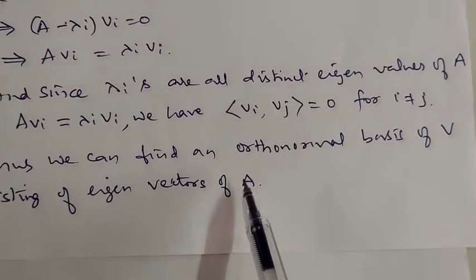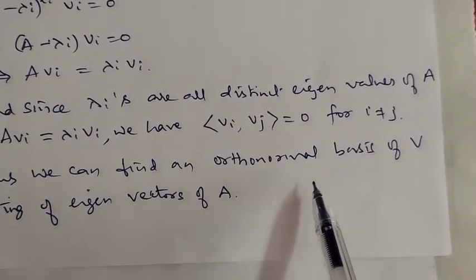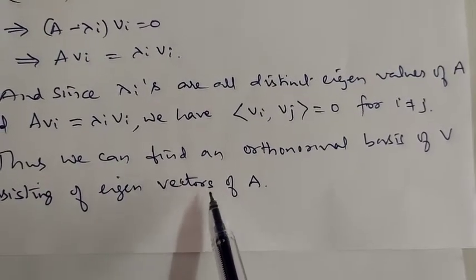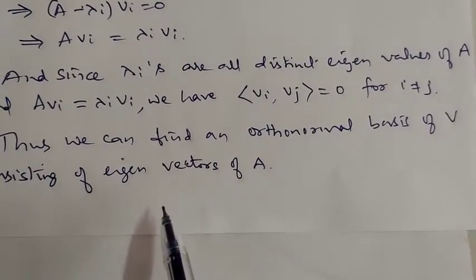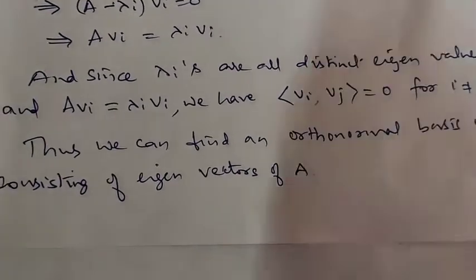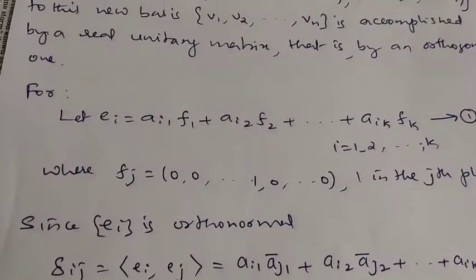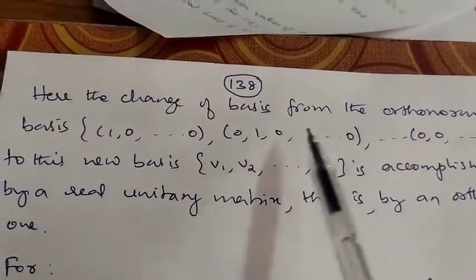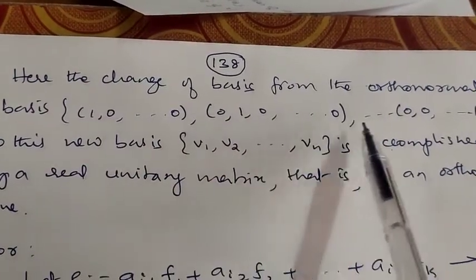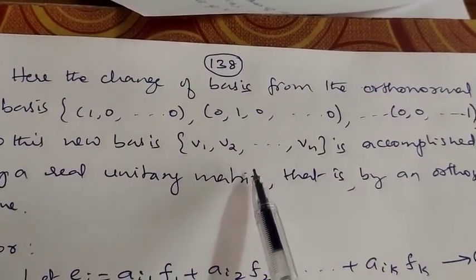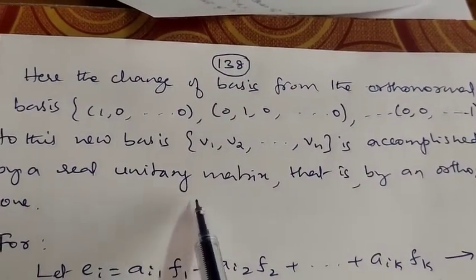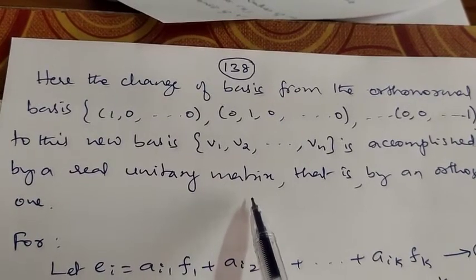Thus we can find an orthogonal basis of V consisting of eigenvectors of A. Thus we can find an orthonormal basis of V consisting of eigenvectors of A. Now here, the change of basis from the orthonormal basis (1,0,0,...,0), (0,1,0,...,0), ..., (0,0,...,1) to this new basis v1, v2, ..., vn is accomplished by a real unitary matrix.